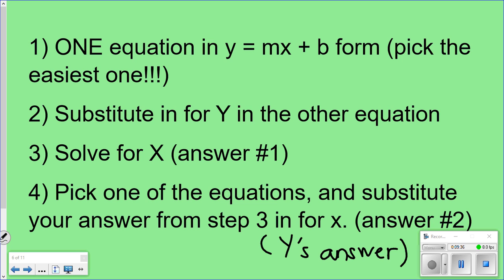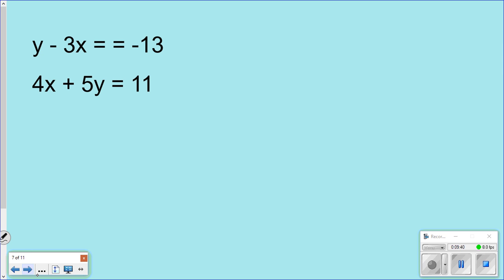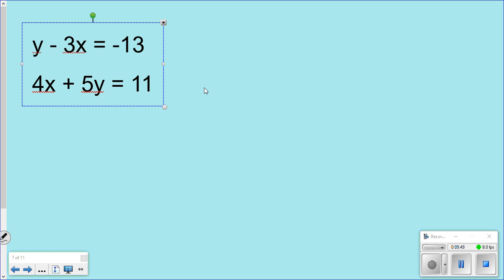Anybody still need this yet? All right, so here's an example. Okay, so I have y minus 3x. That should not be 2 equal signs in there, by the way. My other class, I didn't notice that there were 2 equal signs, and they all freaked out. Okay, that's what it should look like. So y minus 3x equals negative 13, or 4x plus 5y equals 11.